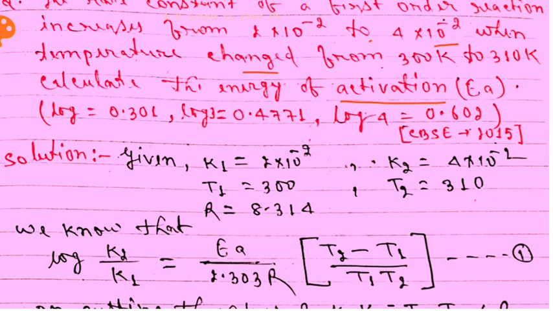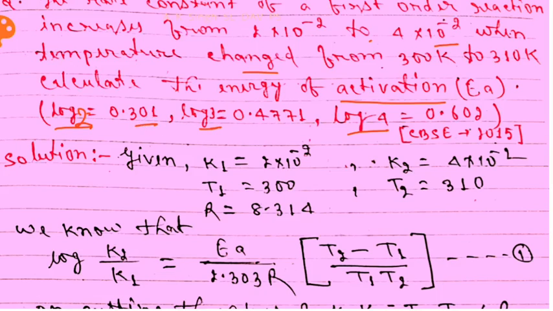Means at first you have to calculate the energy of activation. The value of log 2 is given, that is 0.301. The value of log 3 is equal to 0.4771. Log 4 is equal to 0.602. So 3 values are given, but there is no need of all the 3 values. It is only for confusion. We need only one value, that is log 2 perhaps.